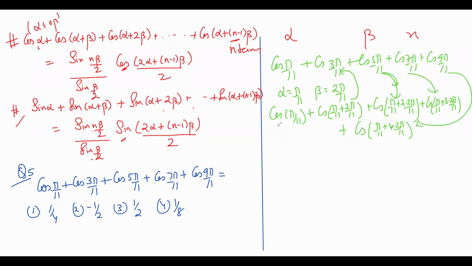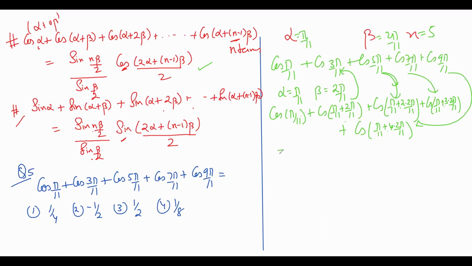So that means you are able to find out alpha, that is here pi by 11. You are able to find out beta, that is this 2 pi by 11. And in order to find the number of terms, it is easier to count the terms: 1, 2, 3, 4, 5. Or you can check this: alpha plus 0 beta to 4 beta, the number of terms is 5. So now I'm putting all these values on the RHS of this formula.